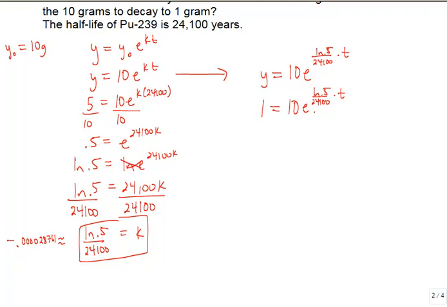So just like before, to get at that t and to get at that e, you need to get rid of your 10. So always divide by that initial coefficient first. 1 divided by 10 is 0.1. And now I have that e isolated, so now I'm ready to take the ln of both sides. So the ln of 0.1 equals the ln of e to the ln of 0.5 over 24,100. ln and e cancel out, and this whole power comes down.